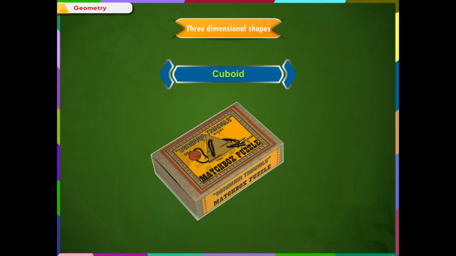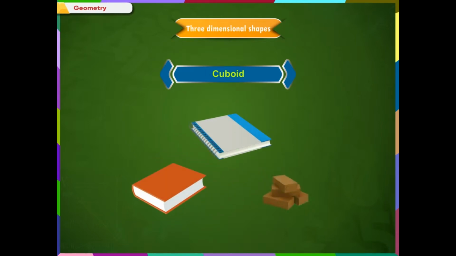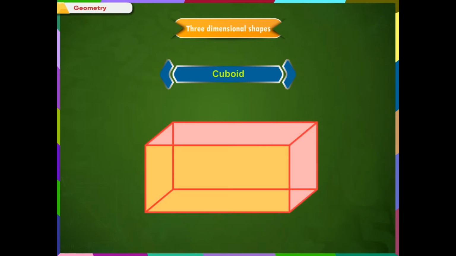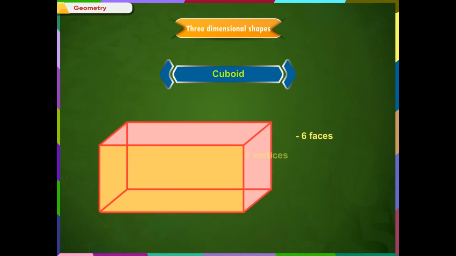Cuboid. A matchbox is the perfect example of a cuboid. Books, notebooks, and bricks are some of the examples of cuboid. A cuboid has 6 faces, 8 vertices, and 12 edges.